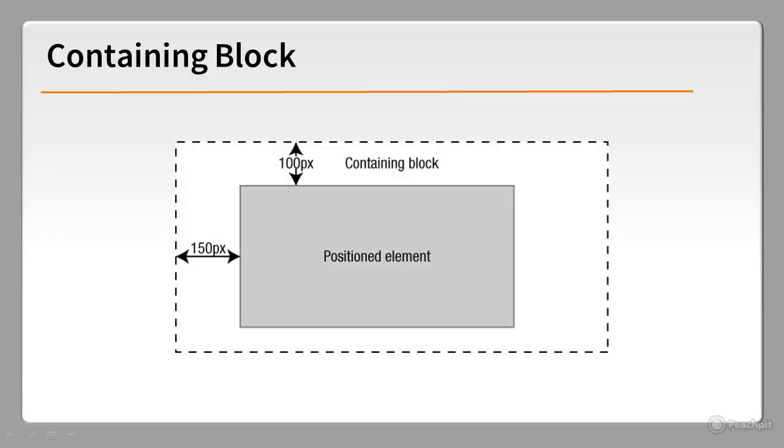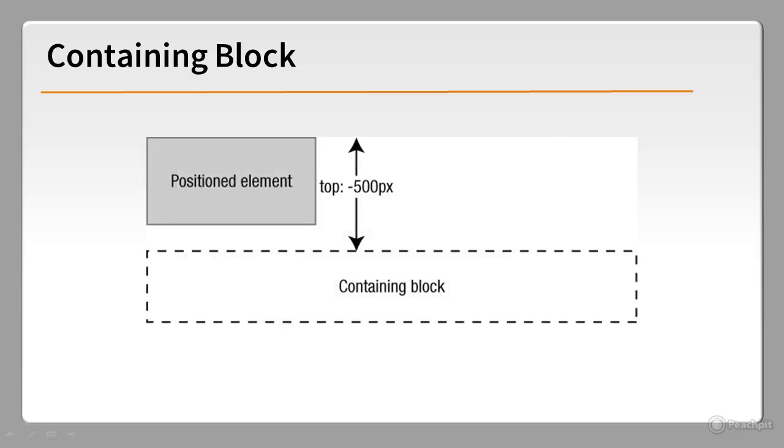Often, the positioned element will be displayed inside its containing block. In this example, the offsets are 100 pixels from the top and 150 pixels from the left. But don't be confused by the expression containing block. It doesn't constrain where the element can be displayed. It's quite common to use negative offsets to move the positioned element outside the containing block, as in this example, where the top offset is minus 500 pixels. The containing block is simply the point from which the offsets are calculated.